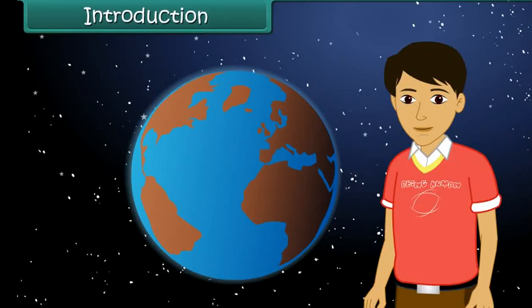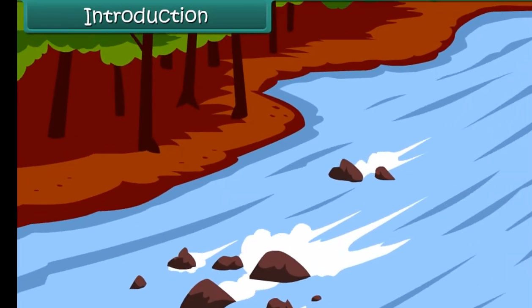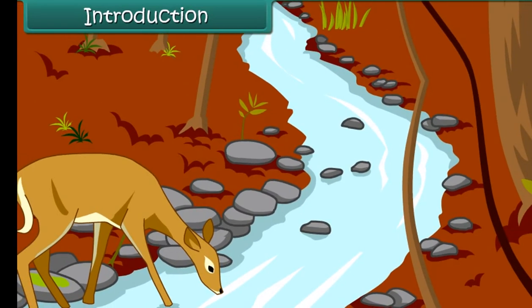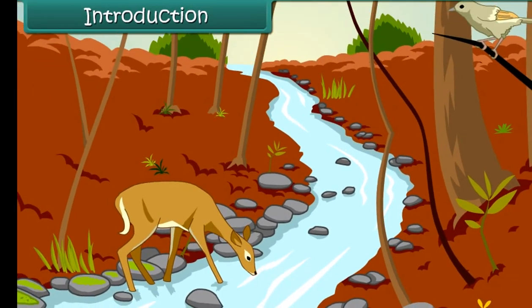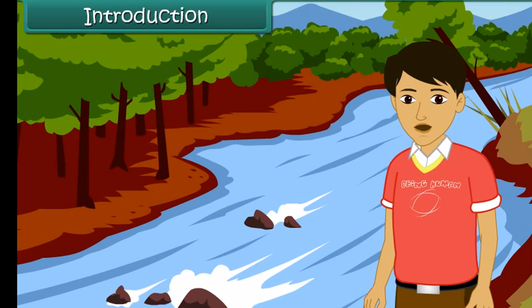Introduction. Which is that one substance without which survival of life forms on earth would become impossible? Yes, water. Plants wilt and die in the absence of water. Animals and human beings suffer dehydration when their water intake is inadequate. Thus, water is the most important necessity of life. In this lesson, we will learn about this precious commodity in detail.